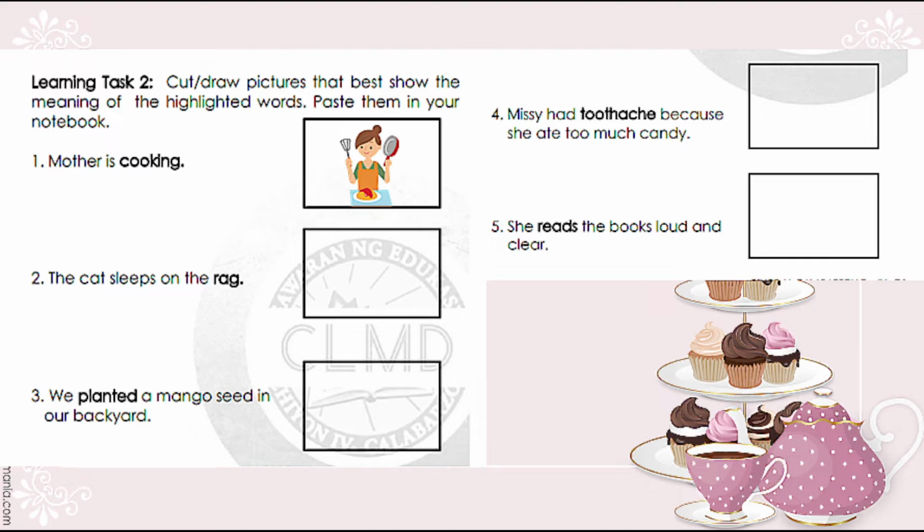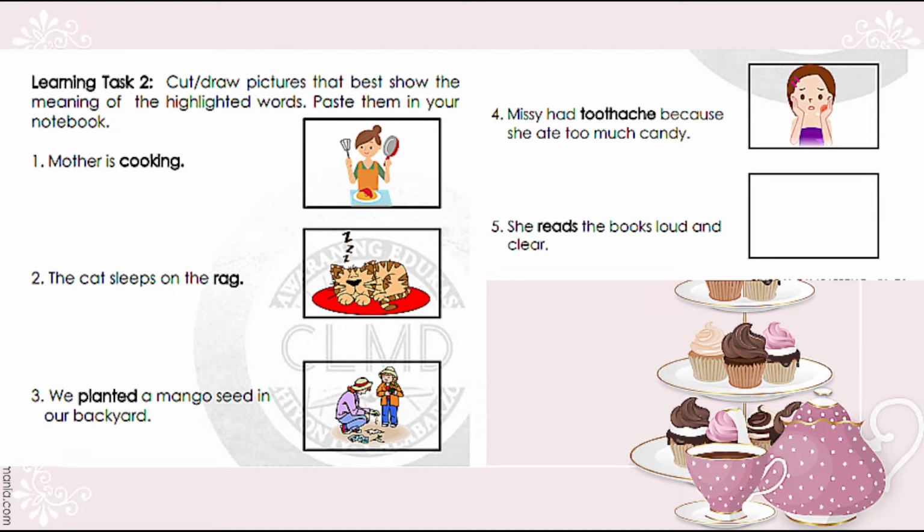Number 2. The cat sleeps on the rug. You can draw it like this one. Number 3. We planted a mango seed in our backyard. Number 4. Missy had a toothache because she ate too much candy. Number 5. She reads the books loud and clear.